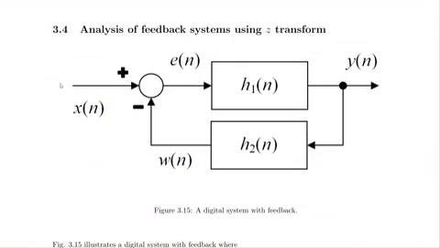Now, the next topic: analysis of feedback systems using the Z-transform. Here you see a discrete feedback system: input, error signal, passing through the first system with impulse response h1 of n, leading to the output. The output has a feedback passing through the second system h2 of n, leading to w of n, and subtracting w from the input. We call it the error signal.